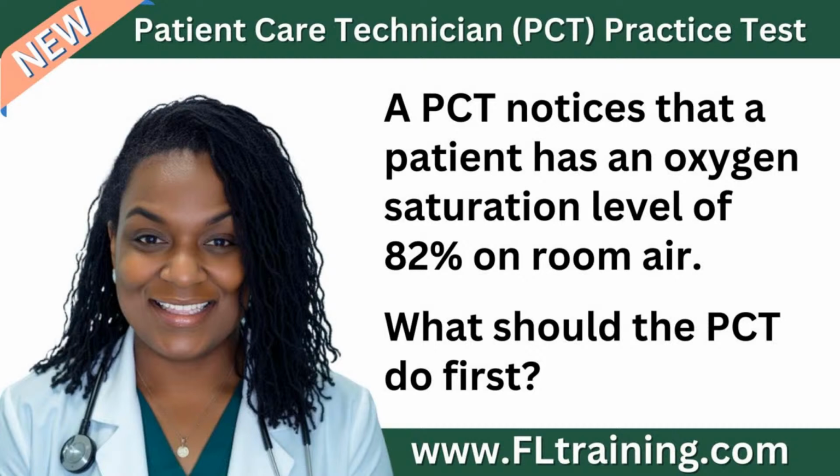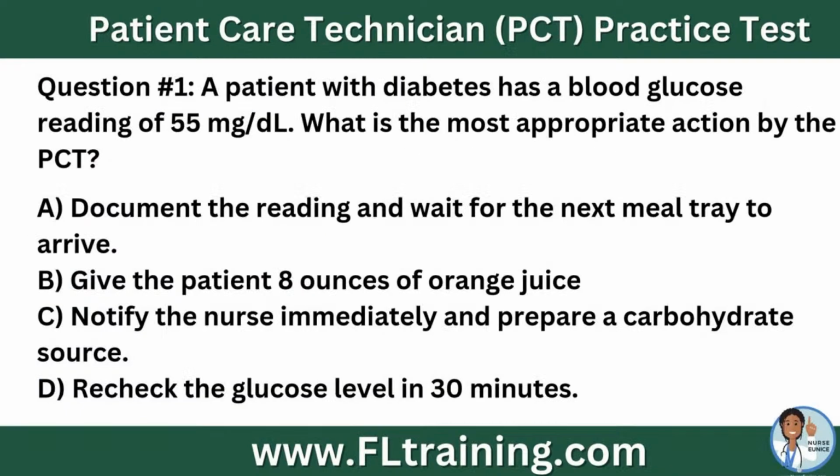All right, so here we go, everybody. Let's get started. Question number one. A patient with diabetes has a blood glucose reading of 55 milligrams per deciliter. What is the most appropriate action by the PCT?